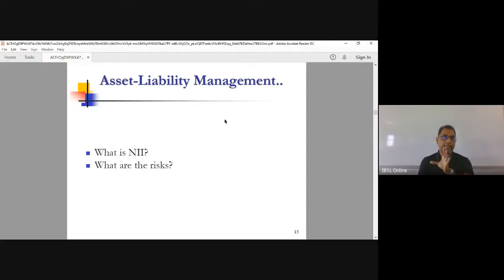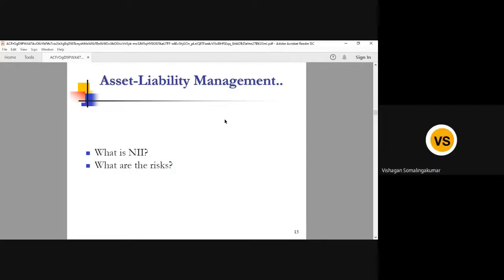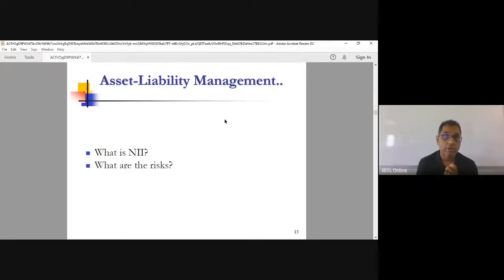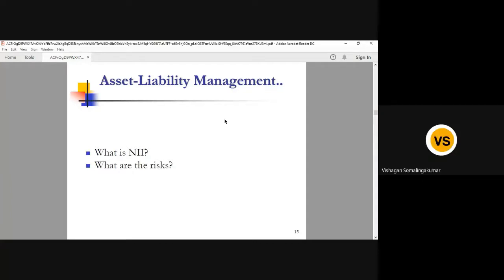Looking at ALM and somebody says, look, my NII has increased by 5% to 7%. What is the first thing that you would think from an ALM perspective? Yes, efficiently. You're managing your funds efficiently.